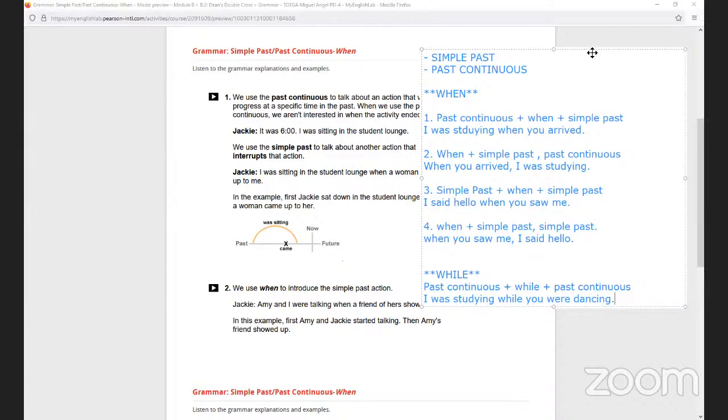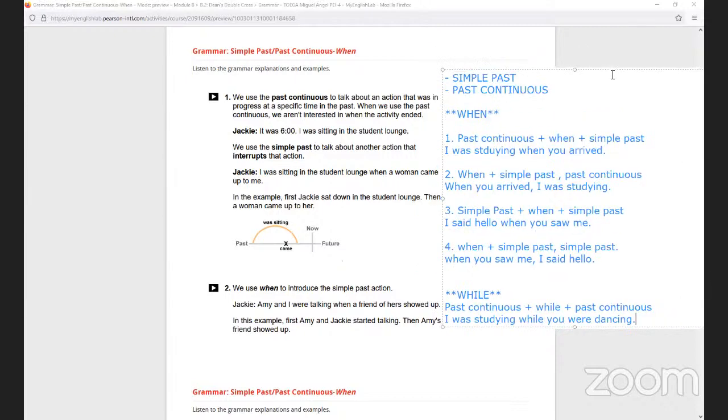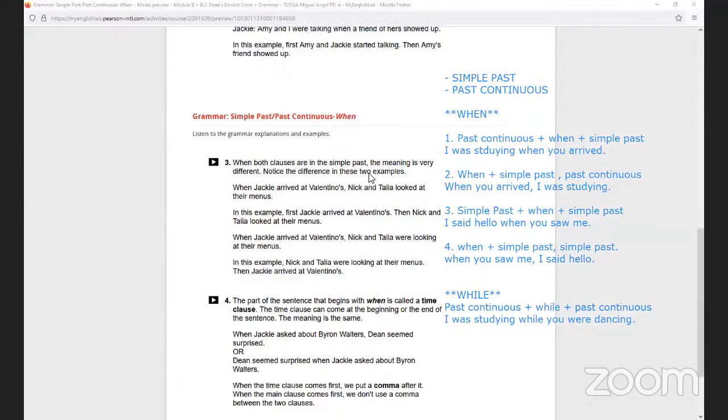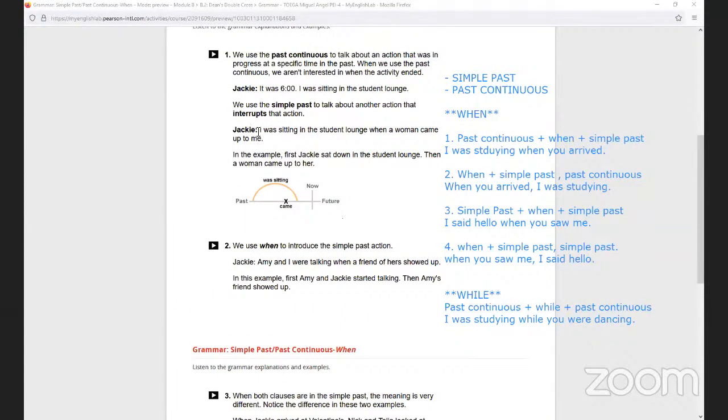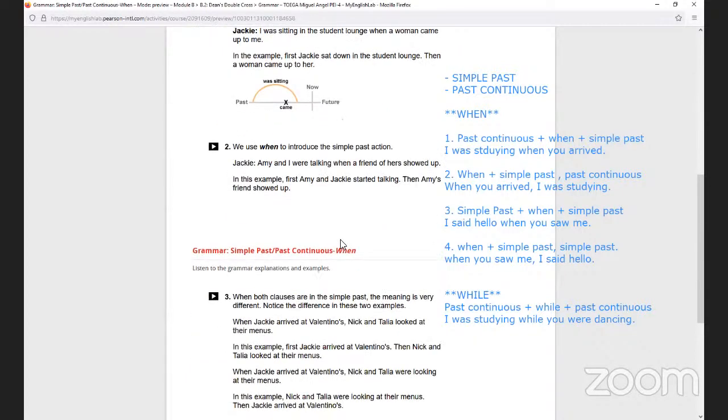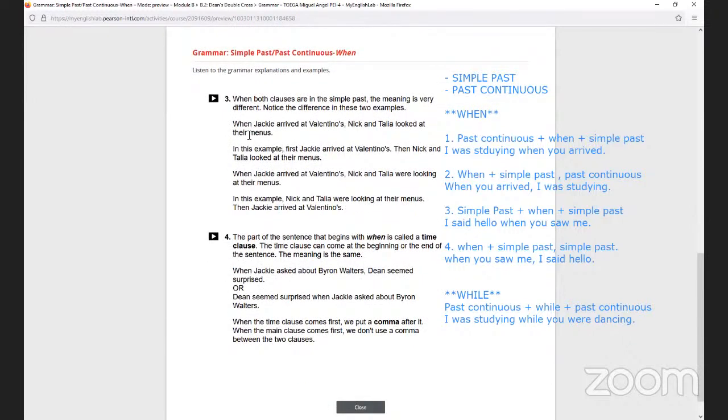Okay, this is the first. As we can see, some examples here. For example, I was sitting in the student lounge. So this was in progressive. When, what happened? A woman came up to me. So that was the second action in past. That makes the interruption here.